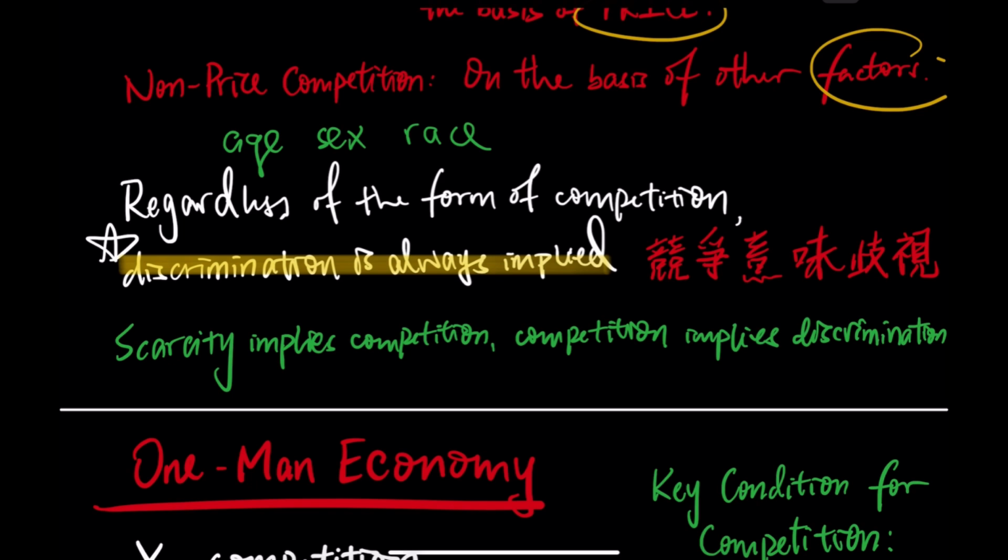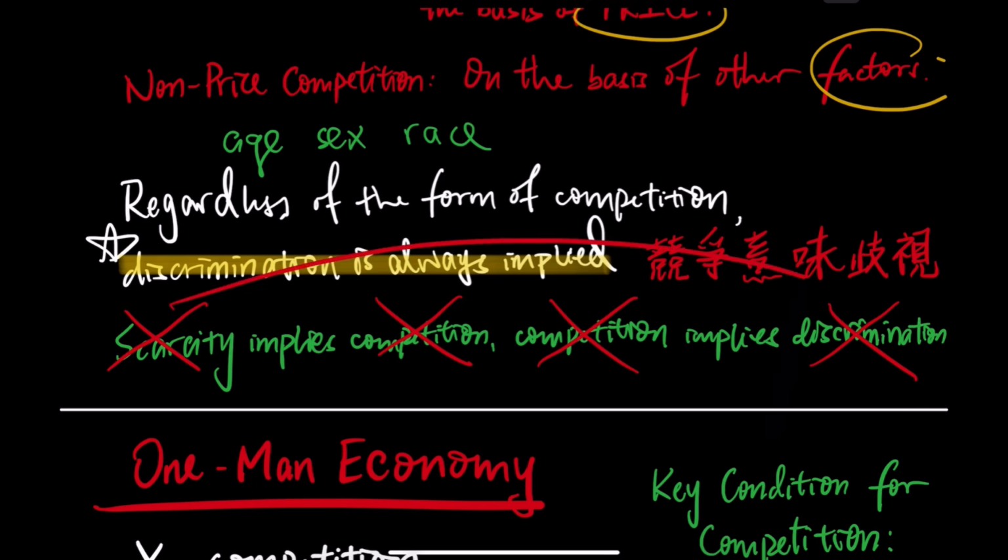What if there's no scarcity? If there is no scarcity, let's cross this. No scarcity would imply the absence of competition, and the absence of competition itself would imply the absence of discrimination. So you can also say that the absence of scarcity would imply the absence of discrimination. Okay.